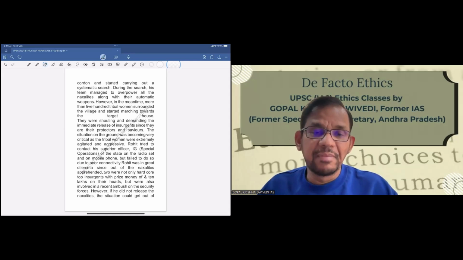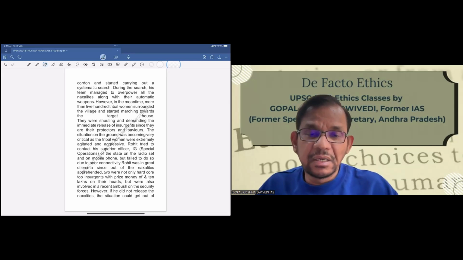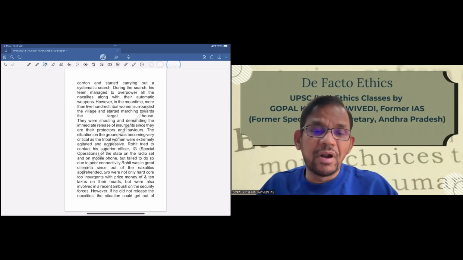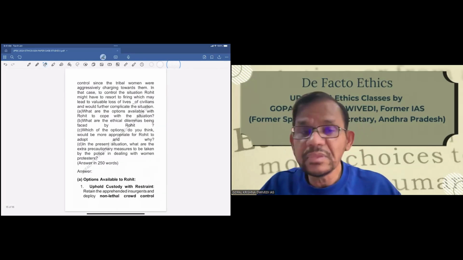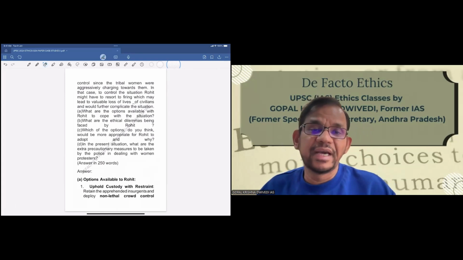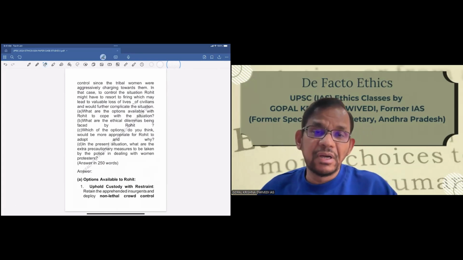Rohit was in great dilemma since, out of the Naxalites apprehended, two were not only hardcore top insurgents with prize money of 10 lakhs on their heads, but were also involved in a recent ambush on the security forces. However, if he did not release the Naxalites, the situation could get out of control since the tribal women were aggressively charging towards them. In that case, to control the situation, Rohit might have to resort to firing, which may lead to valuable loss of lives of civilians and would further complicate the situation.